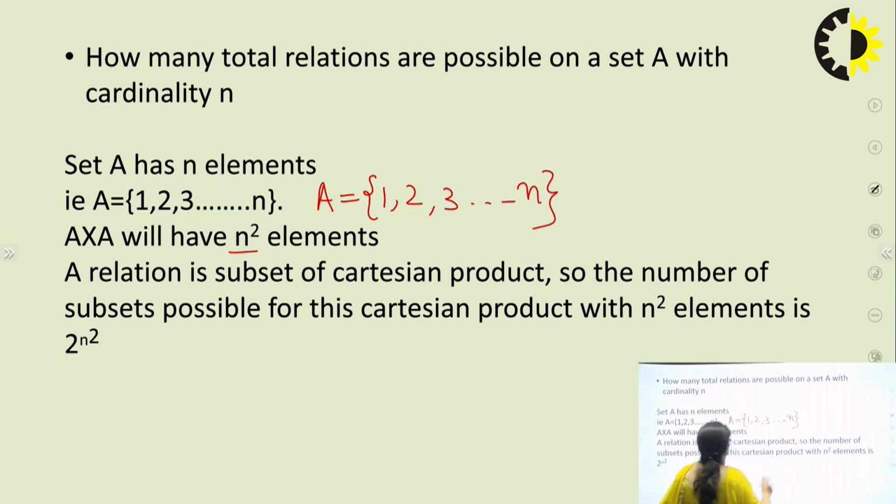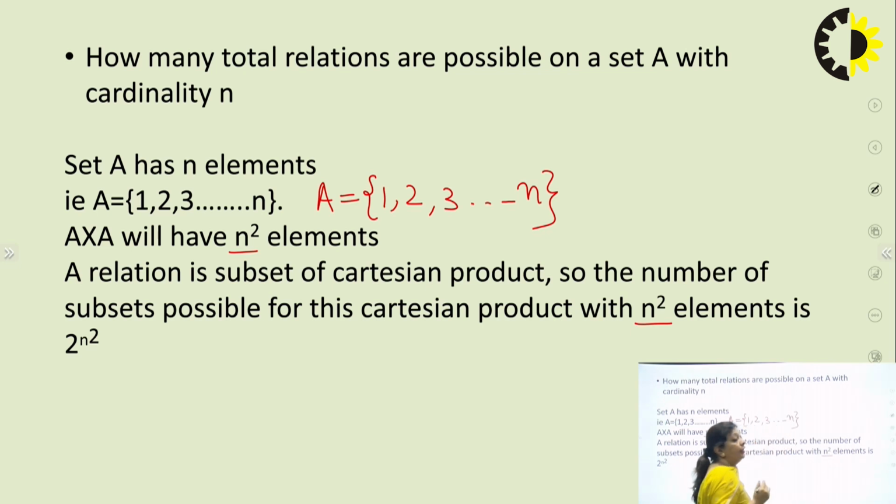Here also I have n elements, here also I have n elements. So whenever I calculate A cross A, it will contain a total of n square elements. Now, from my definition only, what is a relation? A relation is a subset of the Cartesian product. So, now how many subsets are possible for a Cartesian product with n square elements?